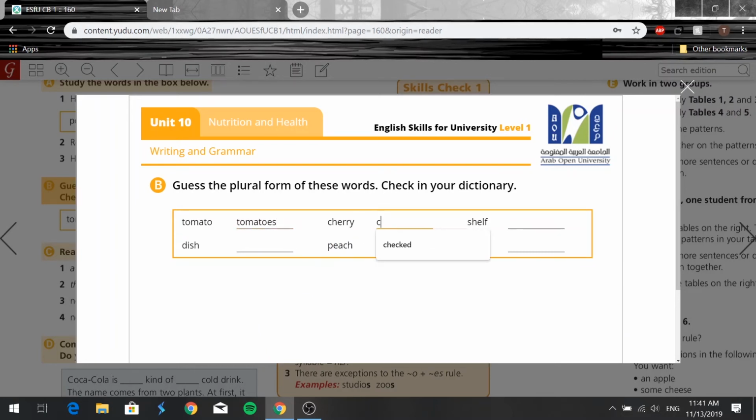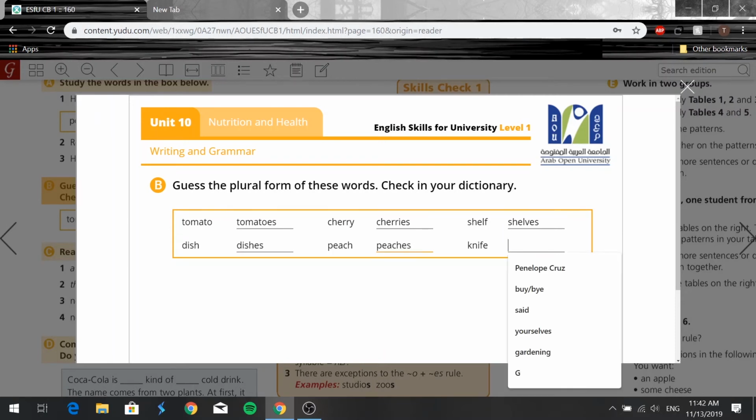Cherry, we'll say cherries, I-E-S instead of Y. Shelf turns into shelves, okay. Dish becomes dishes, again, ES. Peach becomes peaches, okay. And knife becomes knives, okay. K is silent, you guys. Knives, okay. Instead of F, we'll add V-E-S. Alright? So, again, tomato, tomatoes, cherry, cherries, shelf, shelves, dish, dishes, peach, peaches, knife, knives. Okay? Now let's move on.